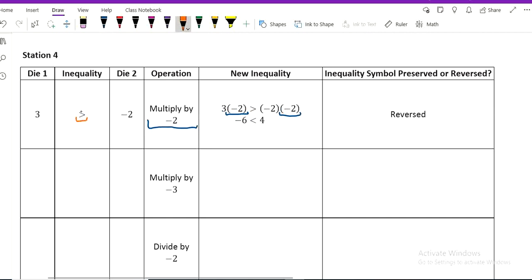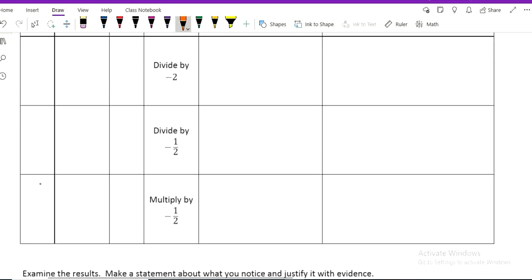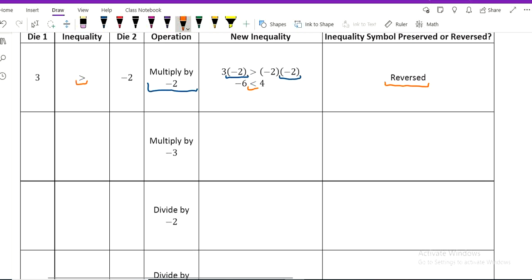Even though it started out facing to the left, now it has to face to the right, because 4 is the positive value and any positive value is greater than a negative value. So it was reversed. So okay, maybe you're starting to see what reverses the symbol. By the end of the station, you should definitely see what reverses the symbol. Let's set up the rest of our numbers here. All right, so we got the rest of our numbers set up.